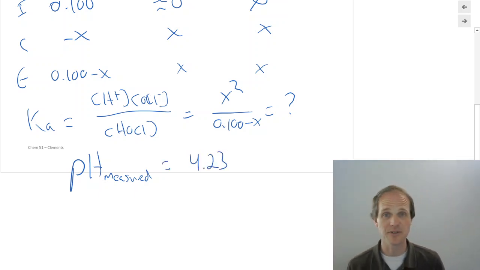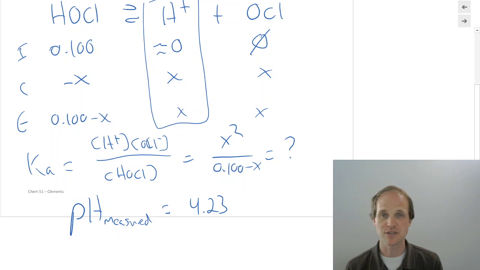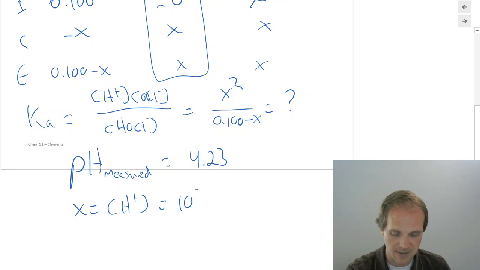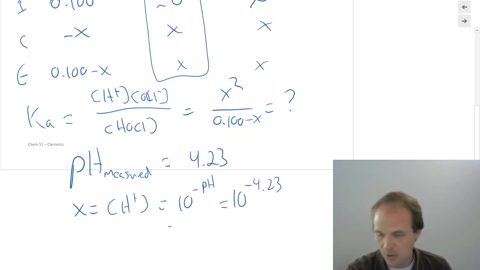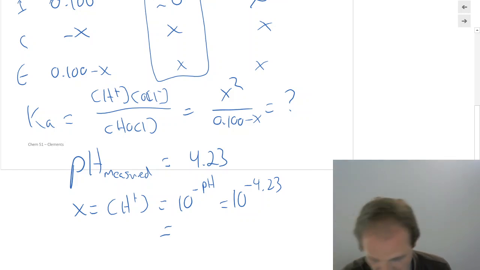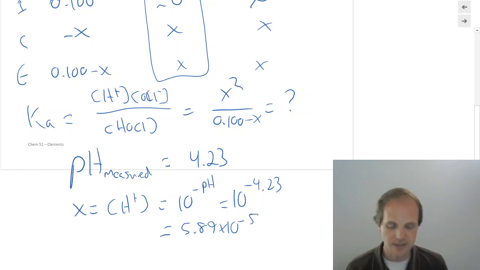Now, how does that help us? Well, what is the pH related to? It's related to the H+ concentration, and the H+ concentration is related to x. And so I can actually figure out x, because the H+ concentration is 10 to the minus pH, or 10 to the minus 4.23, which is 5.89 times 10 to the minus 5th. So now we know x.